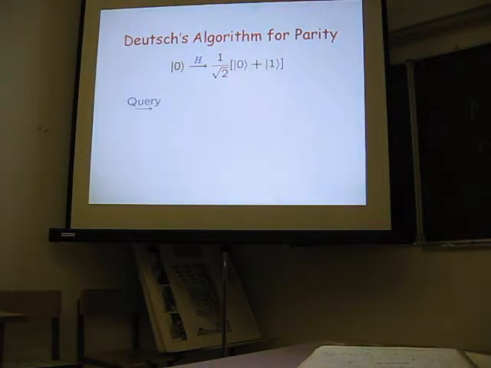Then he makes the query, and the only query that he will make, resulting in this state. The 0 will get a (-1)^x0, and the 1 will get a (-1)^x1 in front of it.